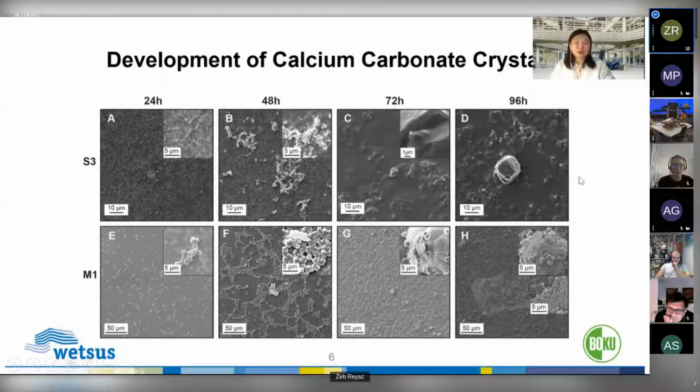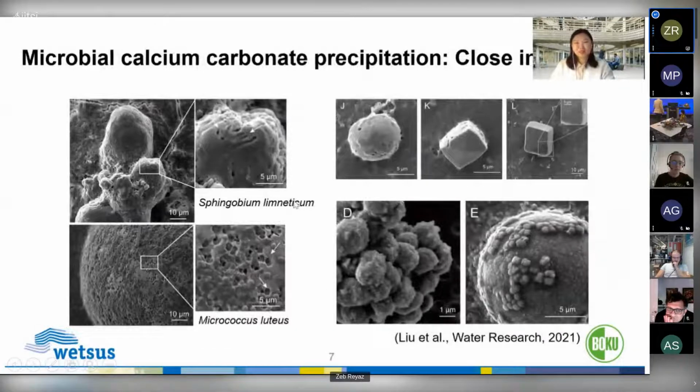And if you wait longer, the crystals grow even bigger. And these crystals are very closely related to the bacteria cells. As you can see, you can find their imprints in their cell shape on the surface of the crystals, which here Stringobium is a rod shape and the Micrococcus is a round shape.